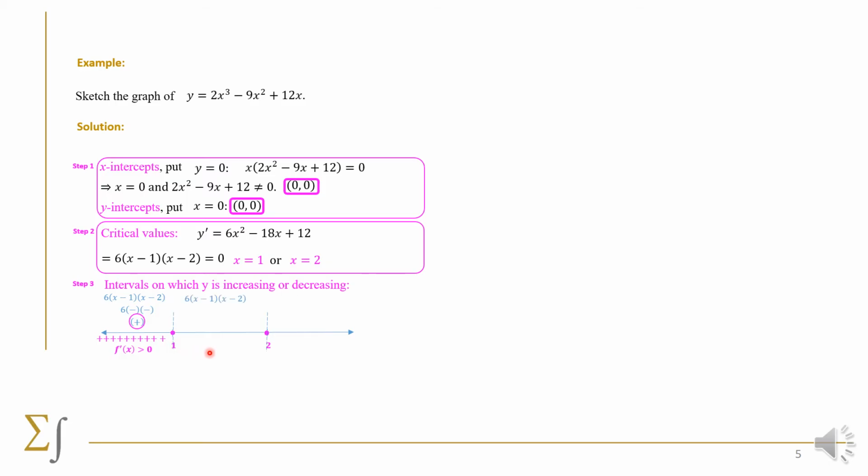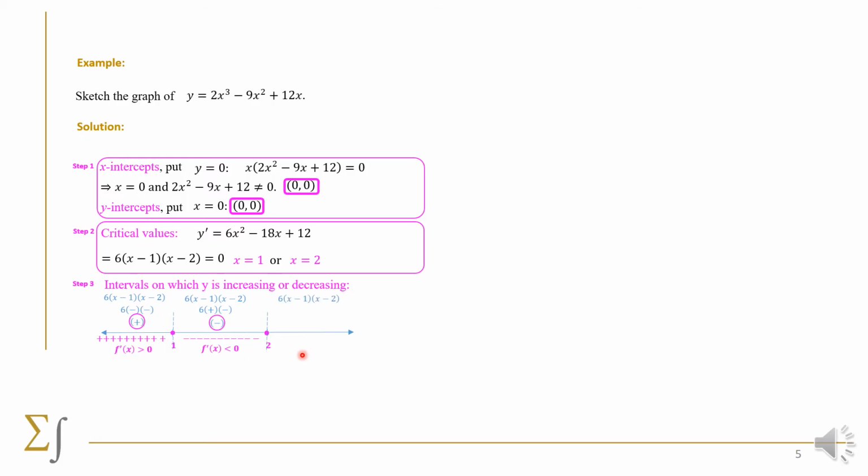And on the interval from 1 to 2, we do the same thing. We put the first derivative, we take a test point, let's say 1.5. We plug it in the first bracket, we get a positive. We plug it in the second bracket, we get a negative. Positive times negative is negative, so the first derivative is negative between 1 and 2.